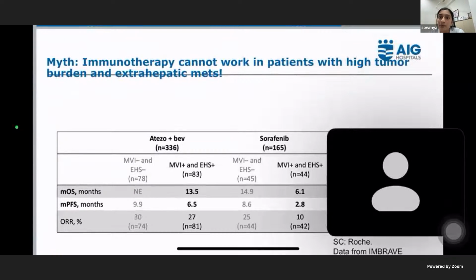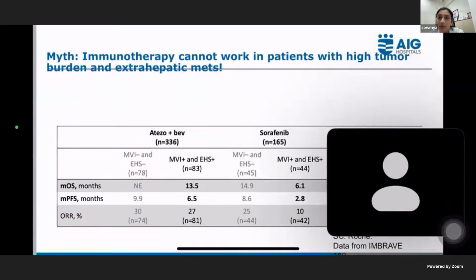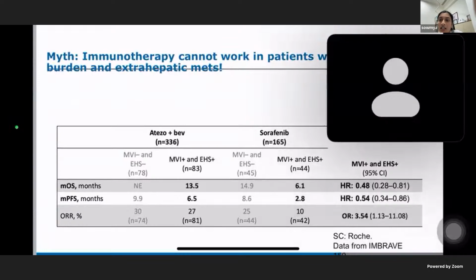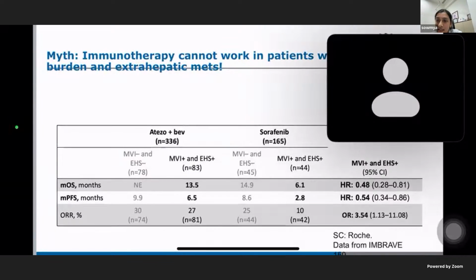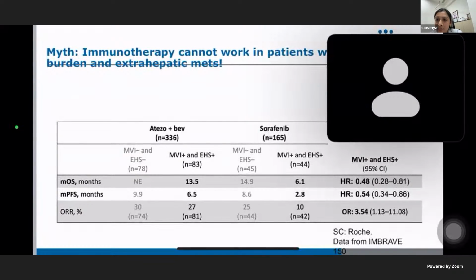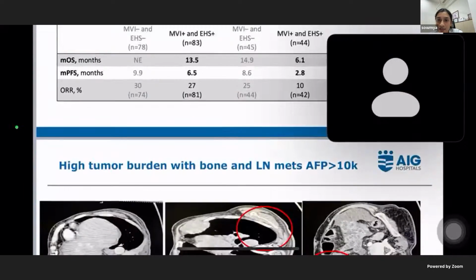The next myth is that immunotherapy cannot work in patients with high tumor burden and extrahepatic mets. So this data has been taken from the IMBRAVE database. So atezo-bev has been shown to be more beneficial in patients who have had microvascular invasion and portal vein thrombosis and extrahepatic spread compared to sorafenib, with benefits in both median OS and PFS and better overall response rates, which is clinically significant.